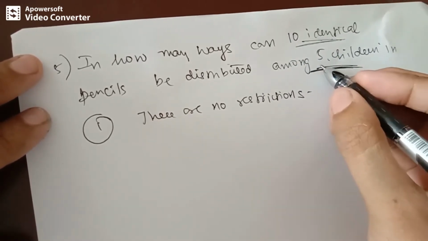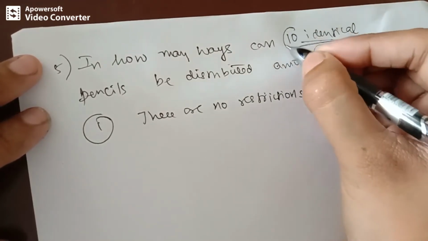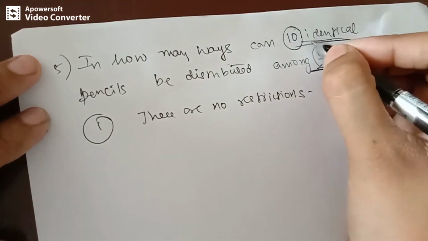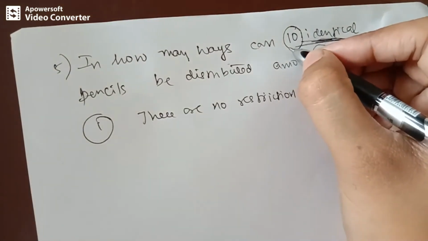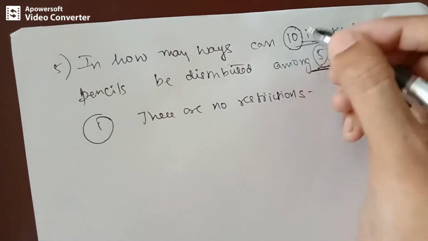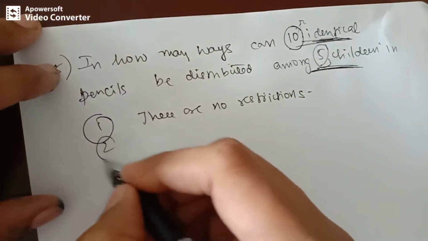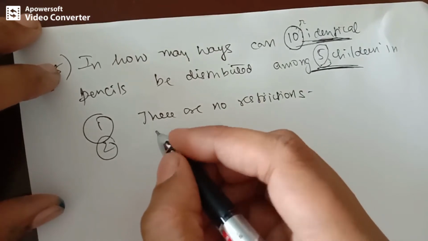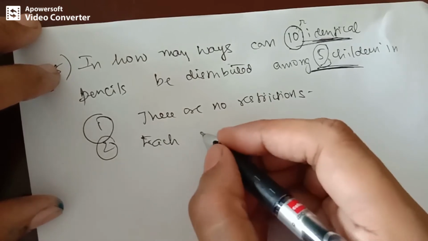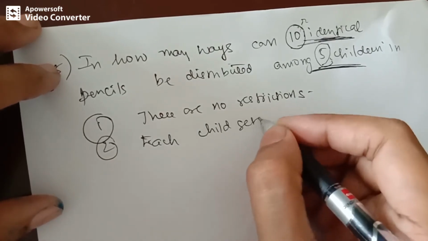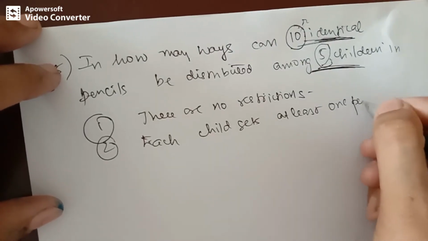So we know that there are 5 children, so this is the value of n and this is the value of r. As we know, the identical concept refers to the objects that are distributed. So here we have r is 10. Okay, coming to the question. The first sub question is related to there being no restrictions. In the second sub question, we have to determine that each child gets at least one pencil. So this is the restriction.